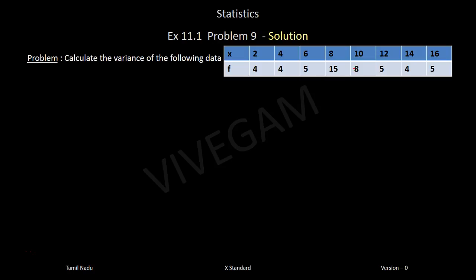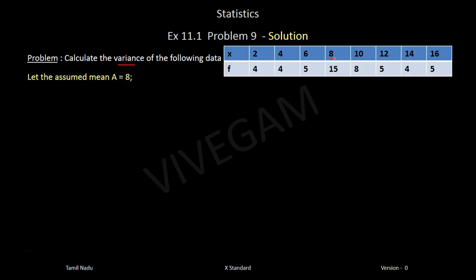So as usual, we'll use the assumed mean method, but the only thing is that here it is not the standard deviation, it is the variance. What is variance? Variance is the square of standard deviation. So let's assume the mean to be 8. Again the same thing, 8 groups are there. So you can either use 8 or 10 as assumed mean.